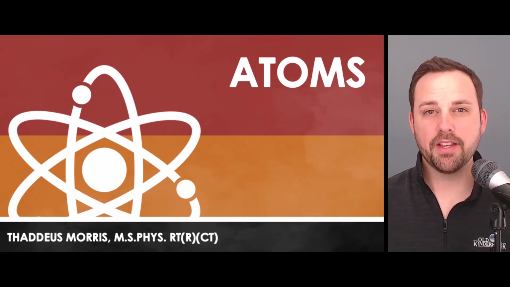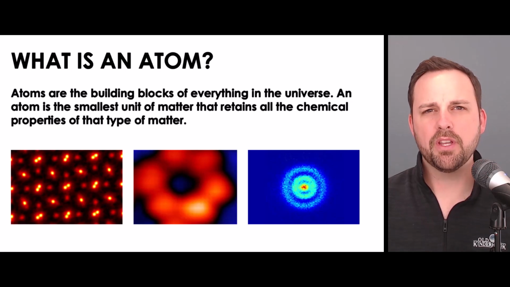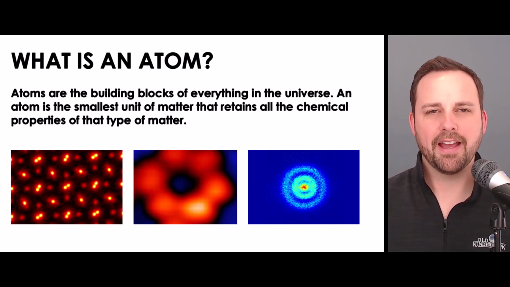In this chemistry lesson, we're talking about atoms. Let's start with this question. What is an atom? Atoms are the building blocks of everything in the universe. Really, almost everything is made out of atoms. An atom can be defined technically like this. It's the smallest unit of matter that retains all of the chemical properties of that type of matter.